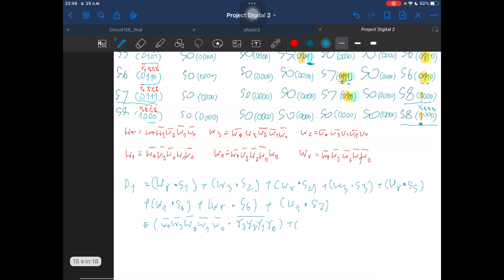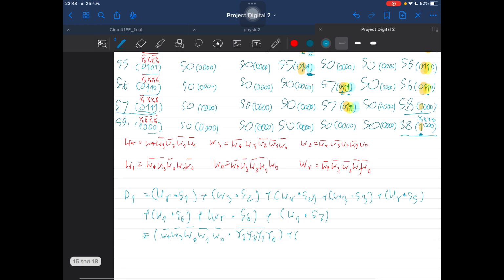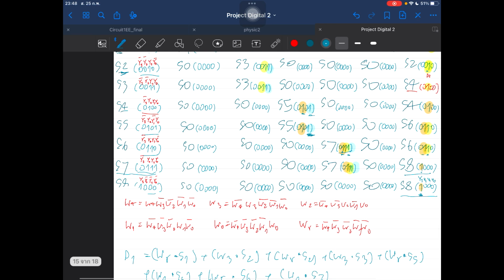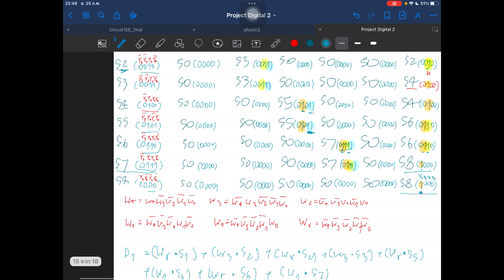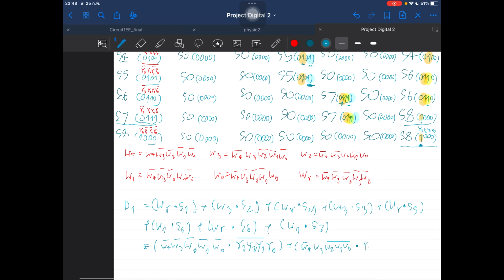Then W3 is W4 that, W3, like this. And state 2 name is Y3 that, Y2 that, Y1, Y0 that.